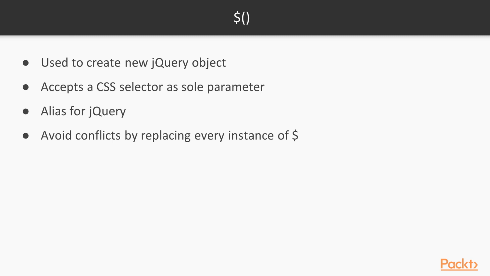In jQuery, the $ sign is simply an alias for jQuery. Because the $ function is very common in JavaScript libraries, conflicts could arise if more than one of these libraries were being used on a given page. We can avoid such conflicts by replacing every instance of $ with jQuery in our custom jQuery code.